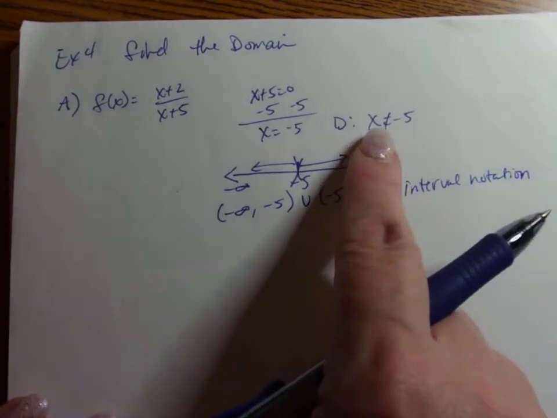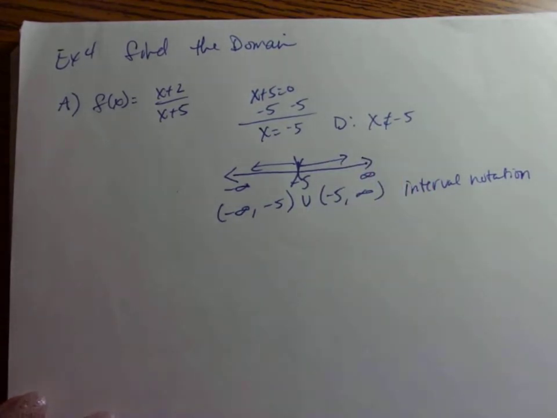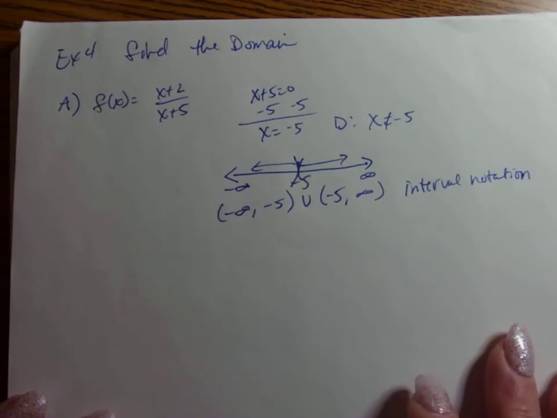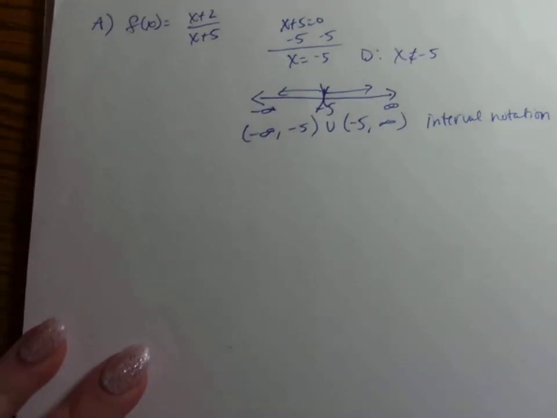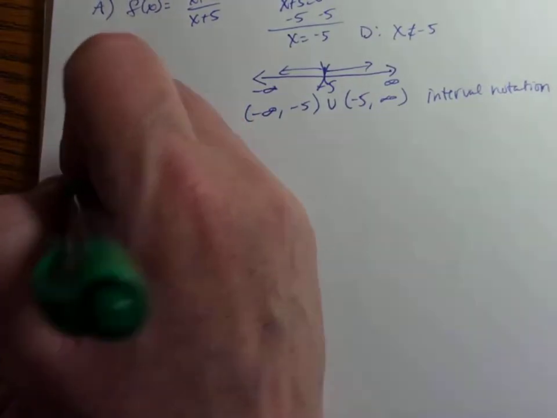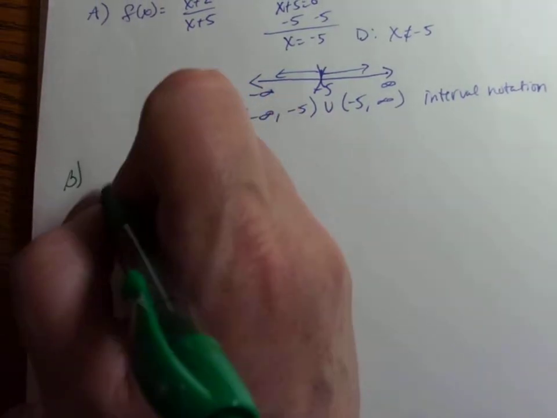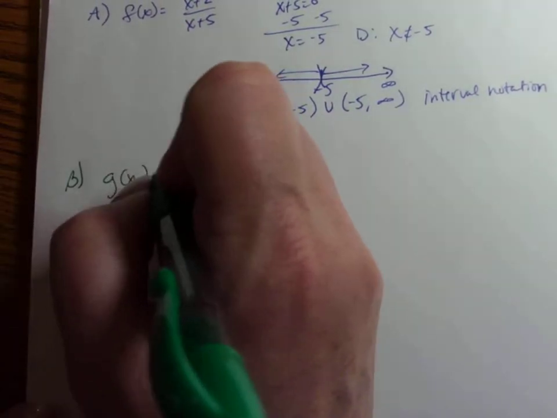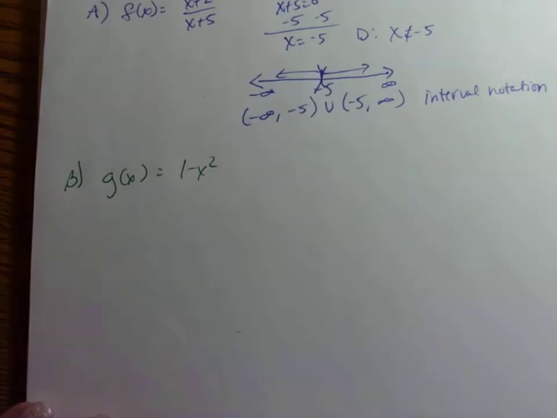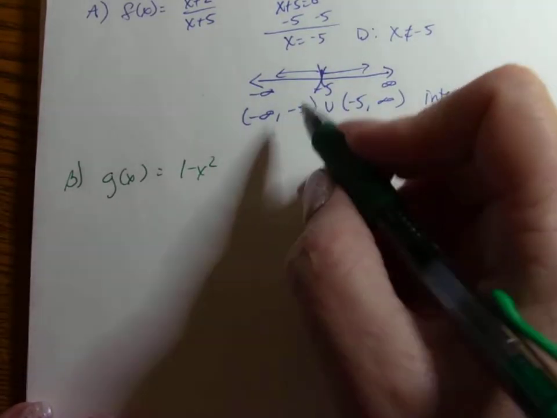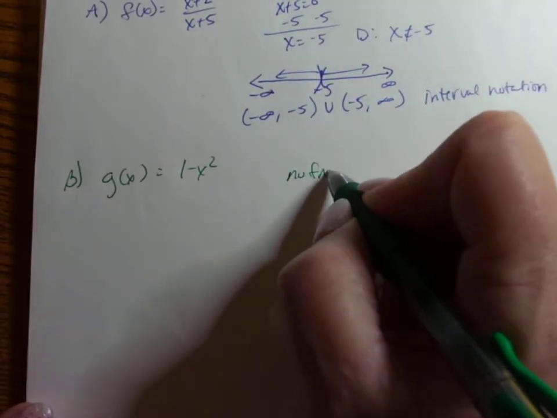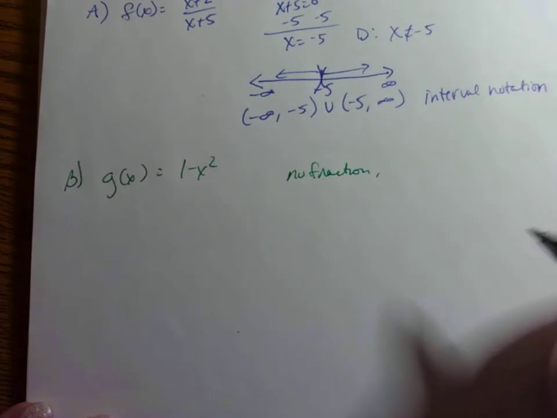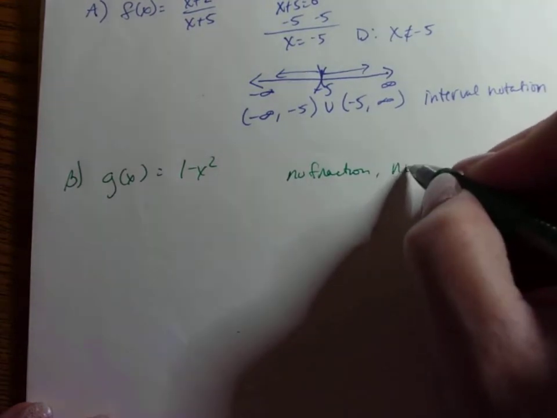So you should know how to do this. But look in your homework to see, you can always view an example to see what kind of answer they're looking for in there. All right, let's look at another one. So part B, we have g of x is equal to 1 minus x squared. Well, on this one, I see no fraction, and I see no square root.